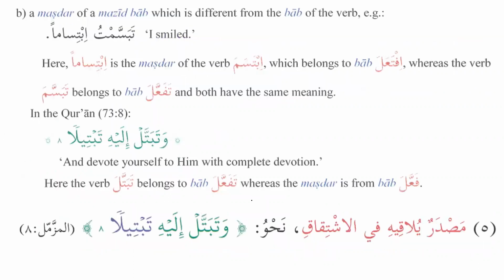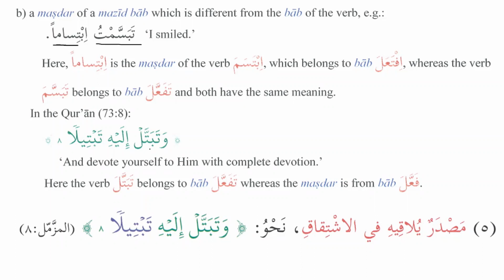Similarly, we have more examples over here. For example, tabassamtu ibtisaman, I smiled. And here we can see that ibtisaman is the masdar of ibtasama, which belongs to ifta'ala, whereas the verb tabassama belongs to bab tafa'ala, and both have the same meaning. So here, tabassamtu ibtisaman, they are 2 different babs, however, they have the same root letters. So that's why it's possible to say tabassamtu tabassuman, and you can also say tabassamtu ibtisaman. Tabassama belongs to bab tafa'ala, and both have the same meaning, yes.